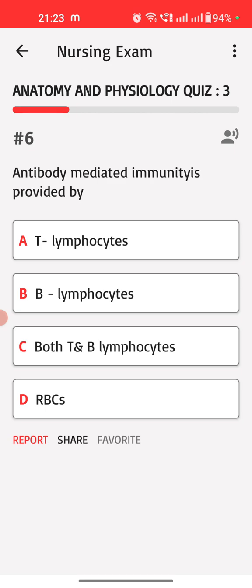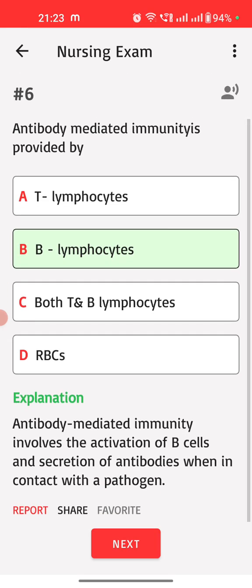Antibody-mediated immunity is provided by A. T lymphocytes. B. Lymphocytes. C. Both T and B. Correct answer. Antibody-mediated immunity involves the activation of B cells and secretion of antibodies when in contact with a pathogen.